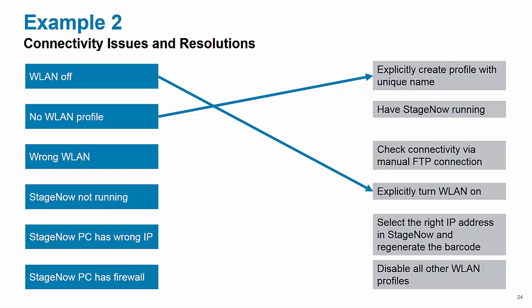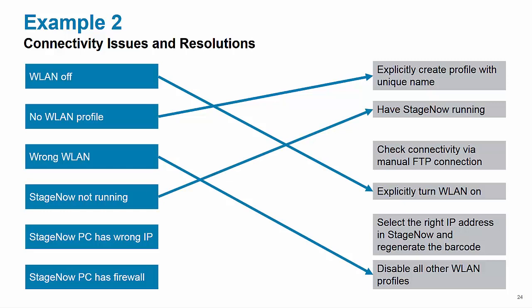3. How to ensure that if more than one WLAN profile exists, the device is on the right WLAN. Just disable all profiles and then enable yours. Or even better, disable all profiles and then create yours. 4. Obviously, if StageNow is not running, you'll need it on. Remember the warning on the barcode sheet?